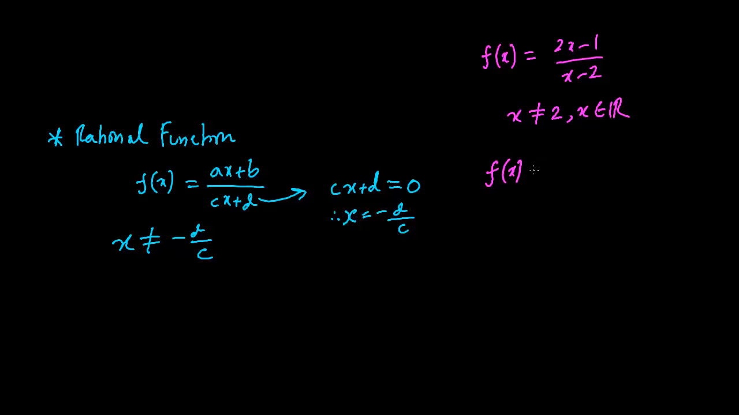Another example would be f of x equals x plus 3 divided by 2x minus 6. Now downstairs, if you put 2x minus 6 equals 0, then x becomes 3. So x cannot be 3. If x equals 3, 2 times 3 is 6, 6 minus 6 is 0. So we can say the domain is x cannot be equal to 3, but it can be any other real number.